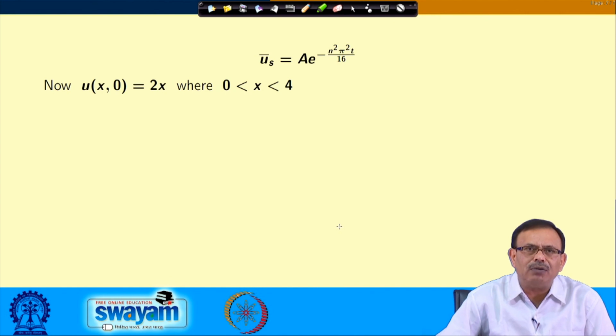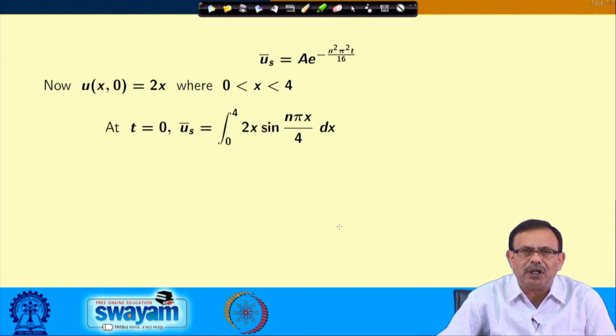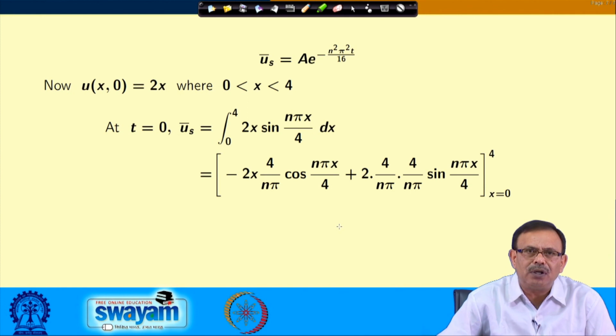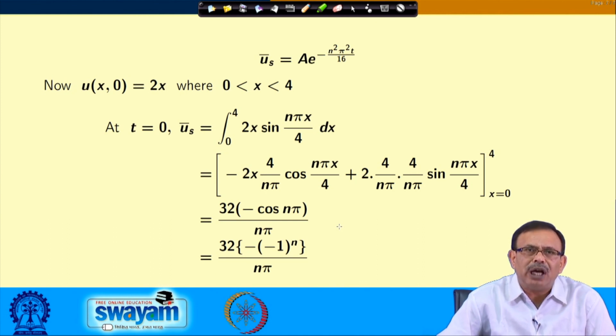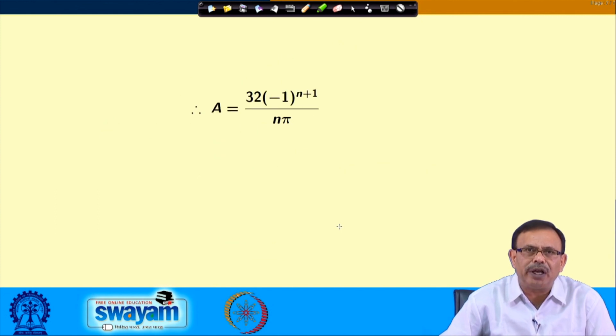So, I have to find the value of A. I know u(x,0) equals 2x when x lies between 0 and 4. So, at t equals 0, u bar s equals the integral from 0 to 4 of 2x into sin(n pi x/4). If I evaluate the integral, I obtain this value, 32 into (-1)^(n+1) by n pi. So, at t equals 0, u bar s is this quantity, and also u bar s equals A at t equals 0. Therefore, A will be equal to 32 into (-1)^(n+1) by n pi. So, u bar s I can obtain by using the value of A.